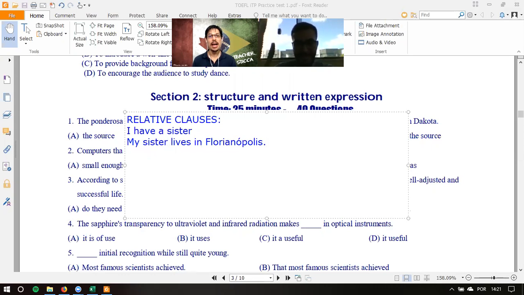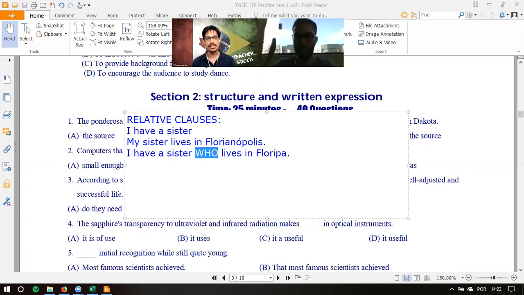I have a sister. My sister lives in Florianopolis. Do you see I repeat sister, sister, sister, sister? So to put these two sentences together and avoid repetition, we do this. I have a sister who lives in Florianopolis. Okay? This, Romário, is what we call relative clause. Who lives in Florianopolis?